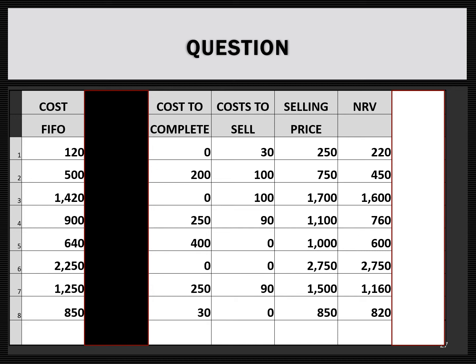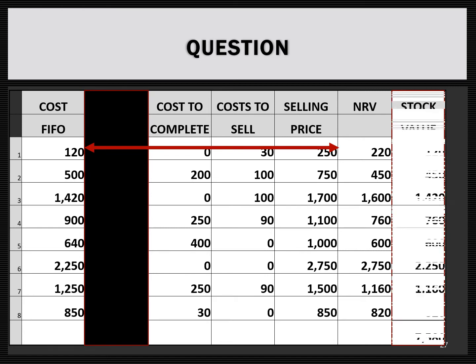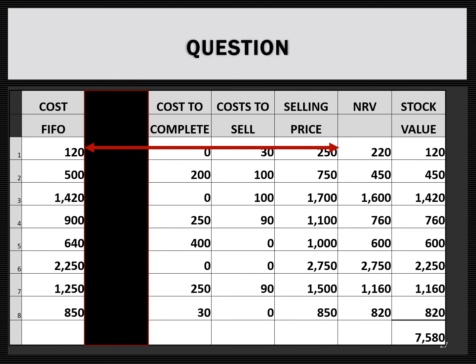That gives us the net realizable value, and those are the two figures that we compare item by item to work out our closing stock value, which you should have as £7,580. So ignore LIFO, cost to complete and cost to sell. Do not add them to the cost figure, deduct them from the selling price.